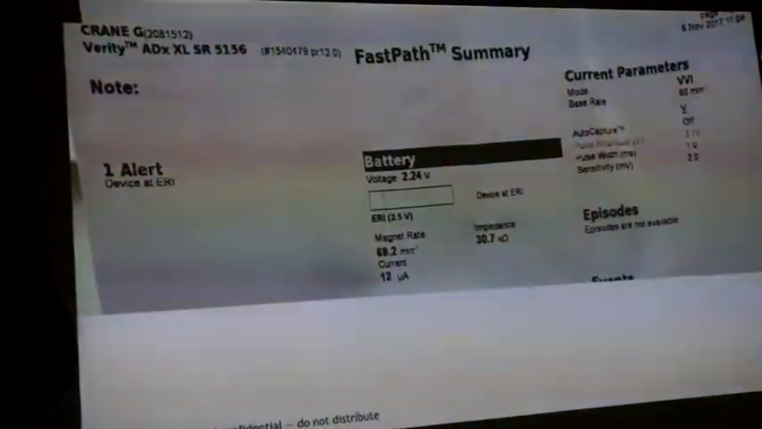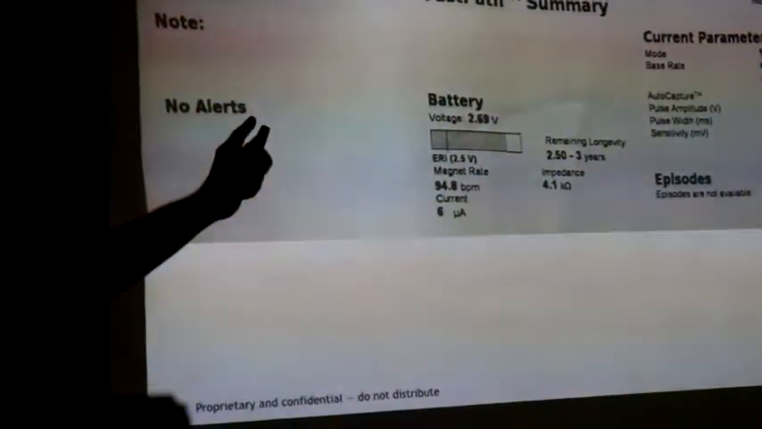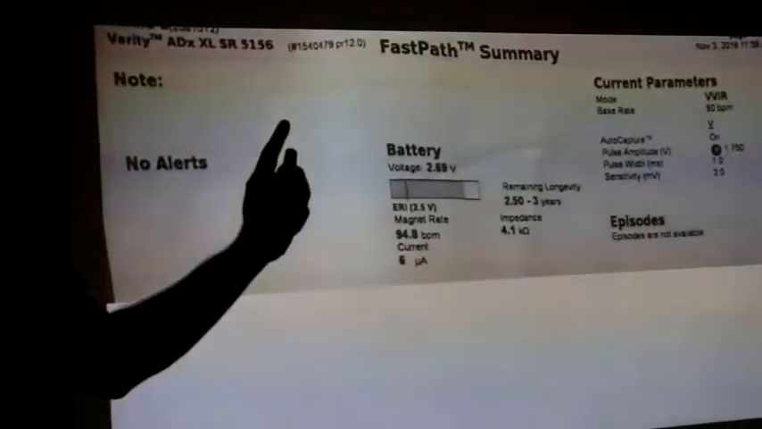The key thing to think about is that this is a voltage curve, and it does not behave linearly.